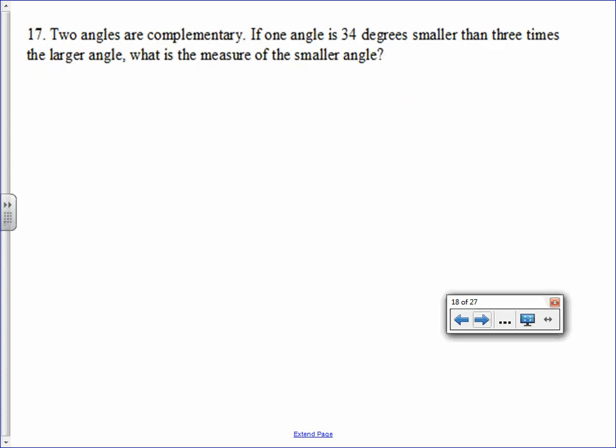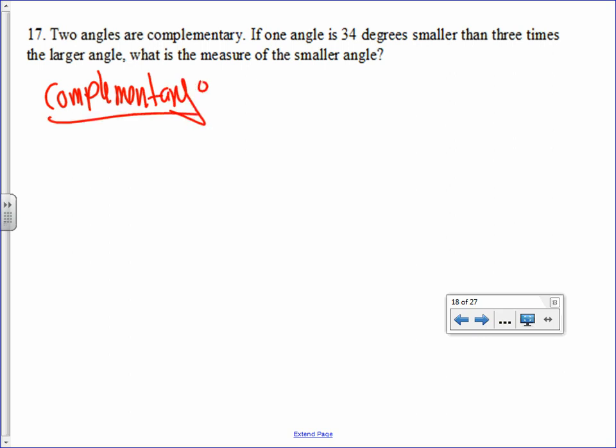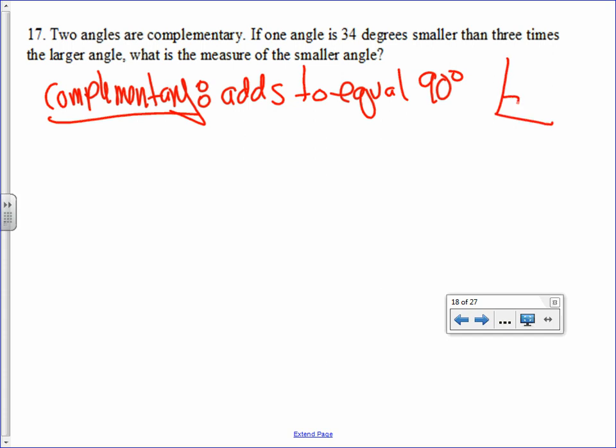Number 17, it says angles are complementary. You need to know what complementary means. That's why you're studying right now. That's why I look at this video. So you can learn right now, you can practice it, you can memorize that complementary means adds to equal 90 degrees. You get that in a right angle. These two angles would be complementary.